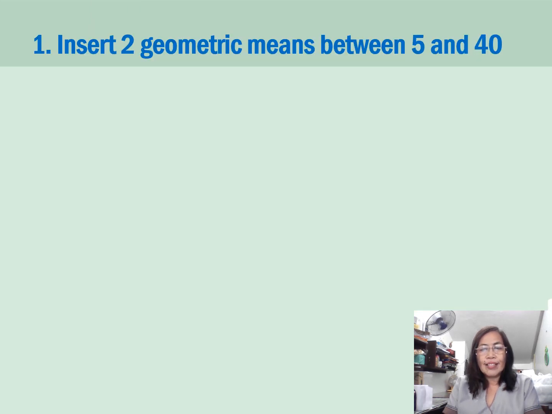So let us try example number 1. Insert two geometric means between 5 and 40. You can see here that 5 is the first term, no second term, no third term, and 40 is the last term. So understanding this type of problem, we can say that this sequence has 4 terms, in which there are no a sub 2 and a sub 3.